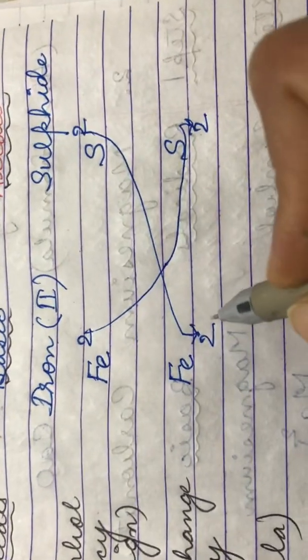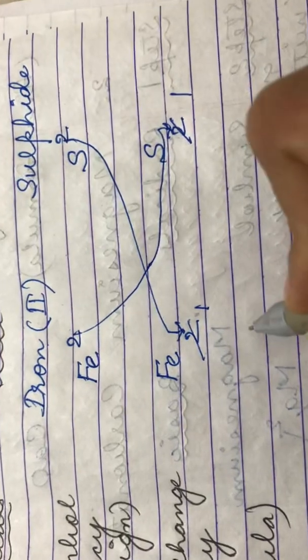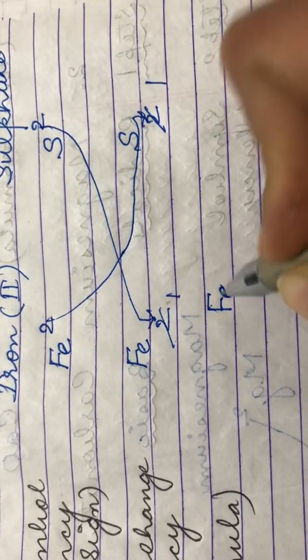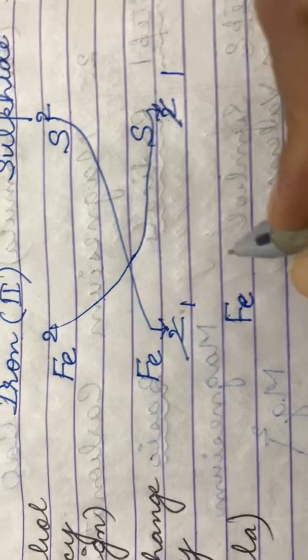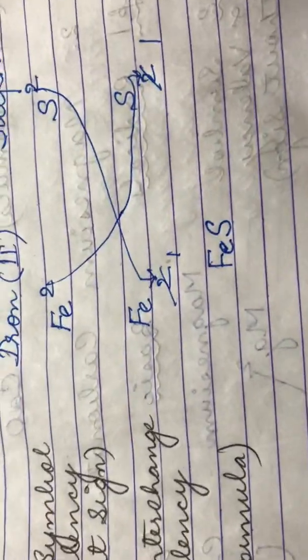Again, we need to write it in the simplest whole number ratio. We cut 2 and 2 because both of them are divisible by 2. And in the final answer, we do not write this 1. And the formula becomes Fe, F capital, E small and S capital. This is the formula of iron 2 sulfide, FeS.